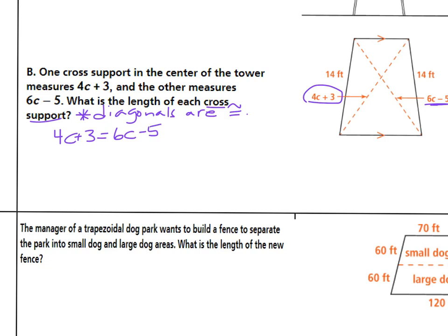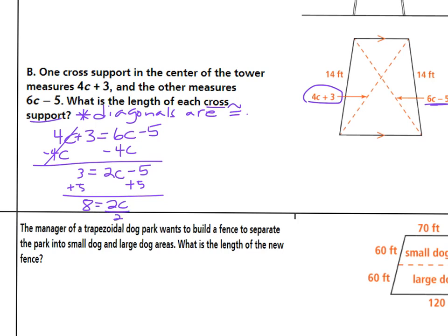And now it's just a little bit of algebra. We've got a C variable on each side of the equation. Let's take the smaller one and move it over to the bigger one. Cancels that out on the left, but we still have a 3. On the right-hand side, 6C minus 4C, we have 2C left over. But now we have to move the 5 to the left. Let's add that. 3 plus 5 is 8. And last step, to get C by itself, 8 divided by 2 is 4. Now that's the value of C.